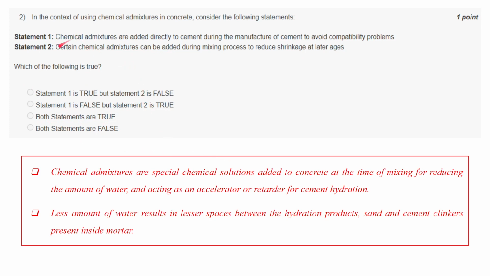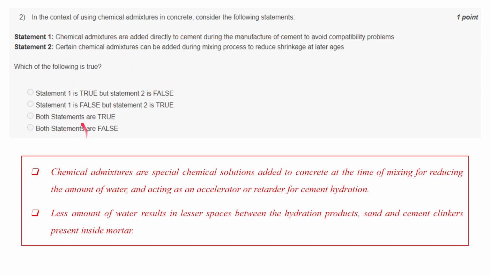Okay? So, just now we discussed that mineral admixtures can be added both ways. They can be added during the time of manufacturing as well as at the time of mixing, but chemical admixtures are always added at the time of mixing. They are not added in manufacturing. So statement 1 is false.